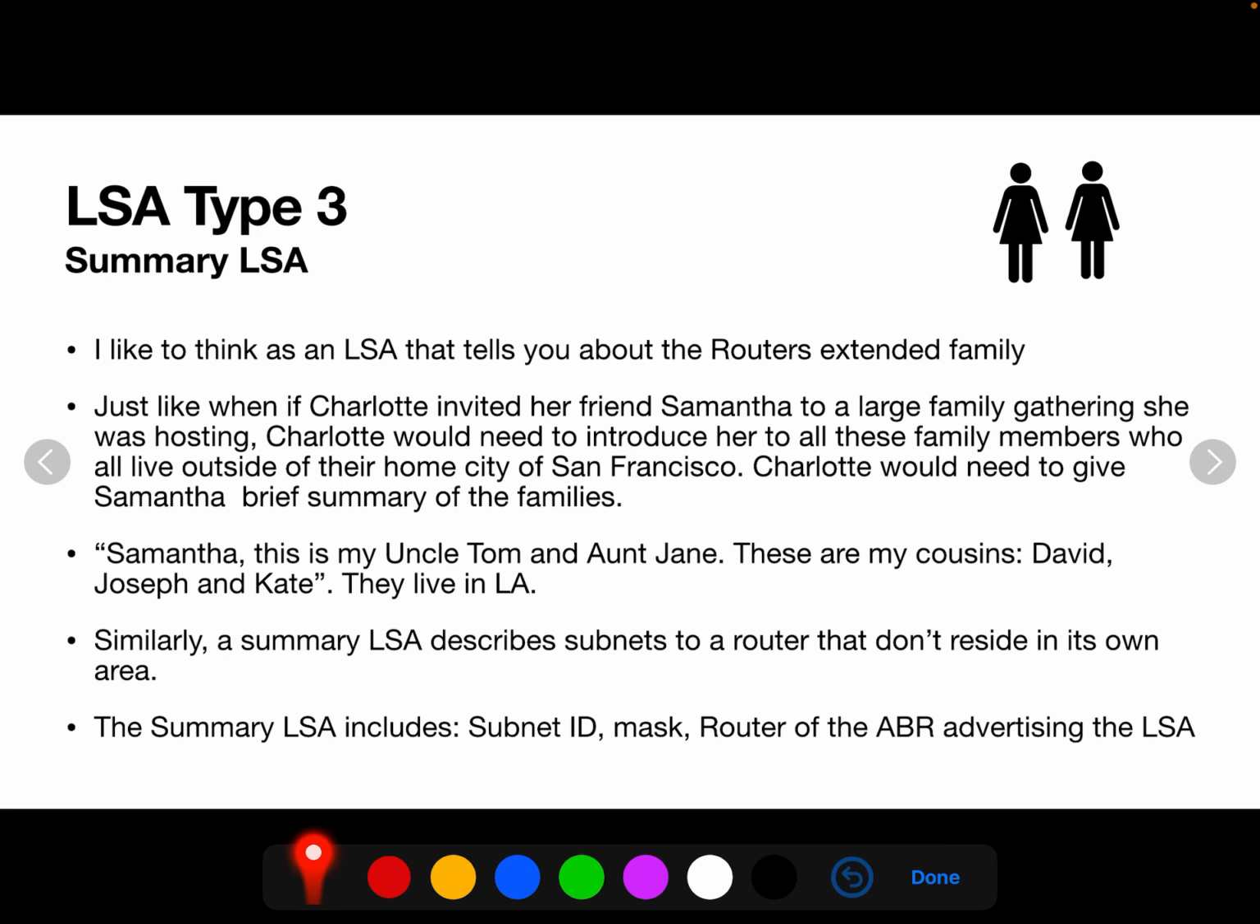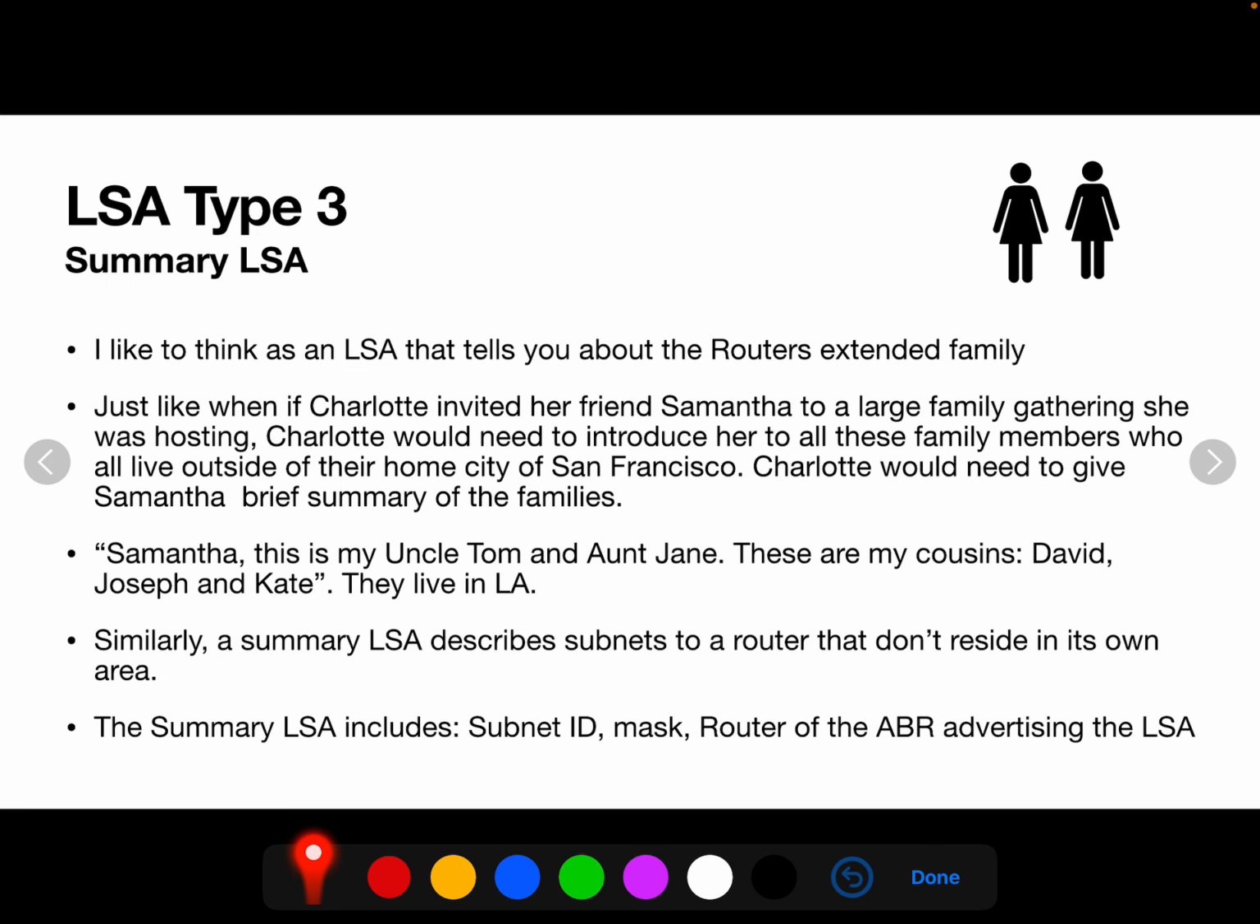So basically, summary LSA describes subnets to a router that doesn't reside in its own area. Like a summary of these families is telling Samantha about people she's never met before because they don't live in San Francisco. So it's a bit of a far-fetched analogy, but I think it helps to understand it through a bit of a story. Here, Samantha's learning about families she's never met before.